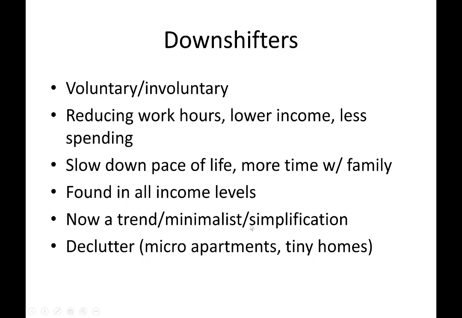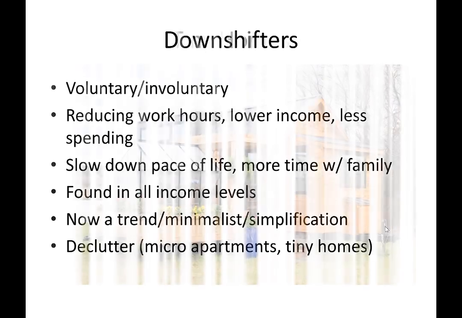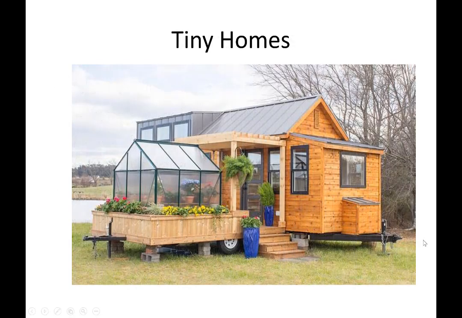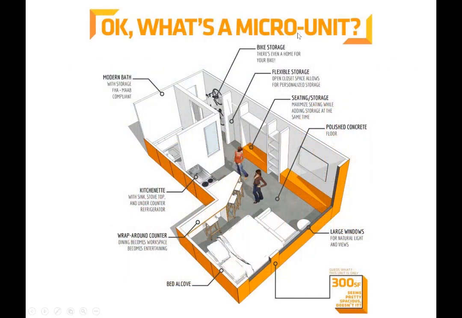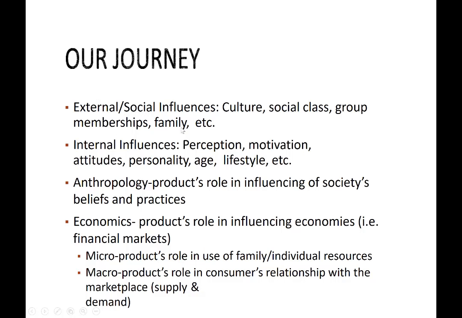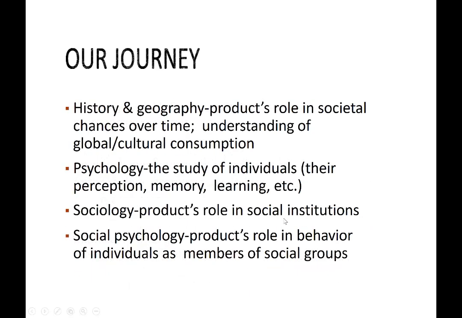And now this trend of minimalism, simplification. So we are starting to see that decluttering. We are seeing tiny homes, right? These tiny homes that are coming up now. Micro apartments, micro units. We'll be talking about those, but those are small, 300 square feet. We're actually looking at even smaller, but they're getting smaller and smaller. So we're noticing this. So these are just some things that we're going to be looking at. Again, the economics, the anthropology, the internal, external influences, social influences, micro and macro, the geography, history, basically all the parts to it.